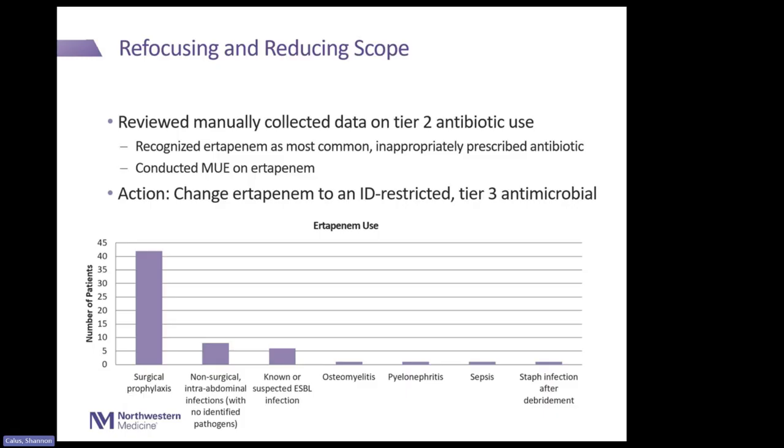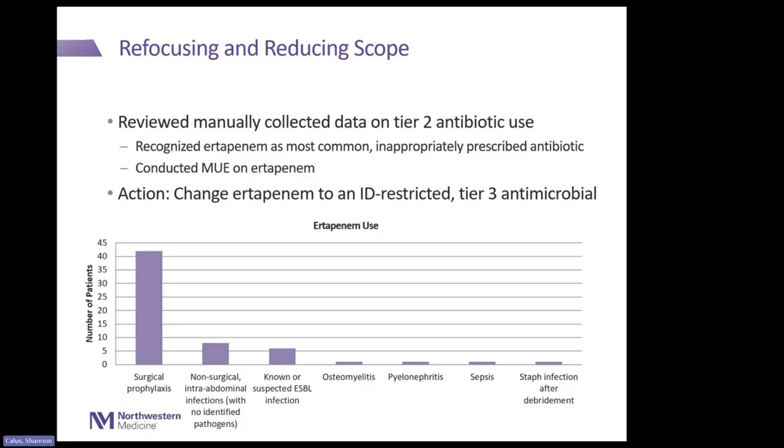That was not possible with the EHR, but what we found was that it was mostly being used by surgeons for surgical prophylaxis. So this wasn't even treatment. This was prophylaxis empirically for a lot of our intra-abdominal related procedures. There's also intra-abdominal indications, known or suspected ESBL, and then a smattering of other indications. But clearly, a lot of this was being inappropriately used.